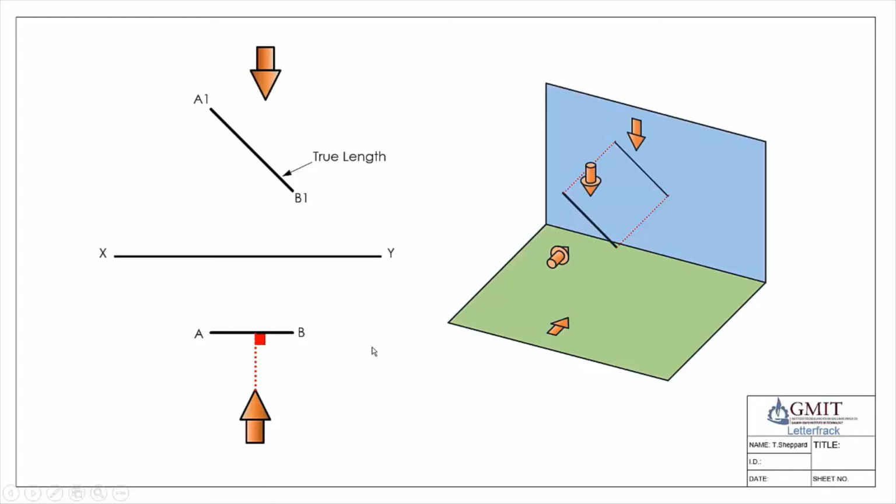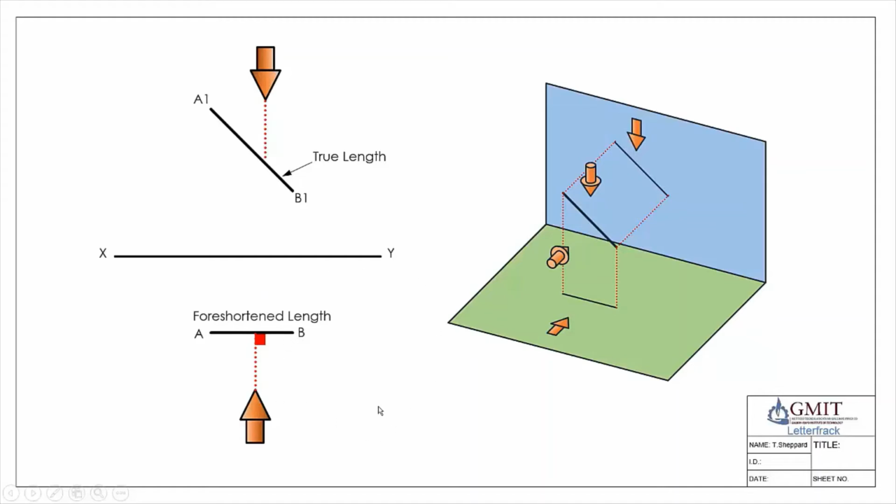Now let's do the exact same thing from above. From above we can see that we're not looking at it perpendicular, and likewise our line isn't parallel with the XY line, so it's not parallel with the plane it's been projected onto, so therefore what we're dealing with is a foreshortened length in plan view.